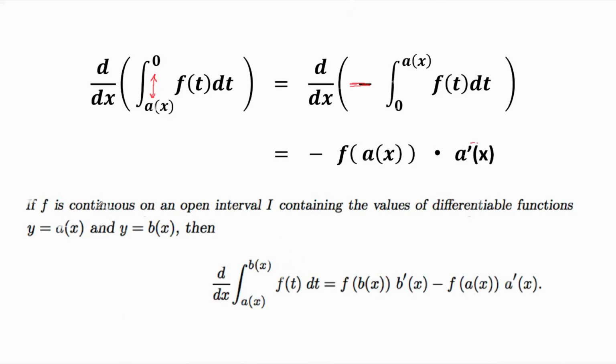In general, if f is a continuous function defined on some open interval I containing the values of some differentiable functions a of x and b of x, then, to find the derivative of the integral from a of x to b of x of f of t dt, evaluate the function f at b of x and multiply the result by the derivative of the inside function b of x, and subtract from this f of a of x multiplied by the derivative of the other inside function a of x.